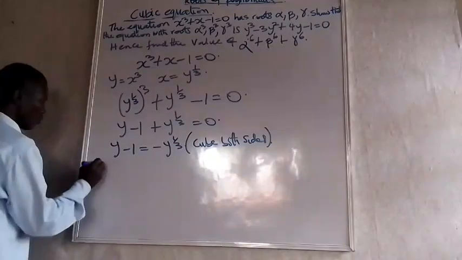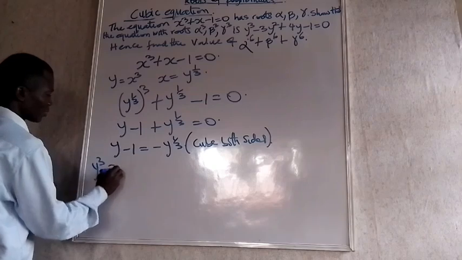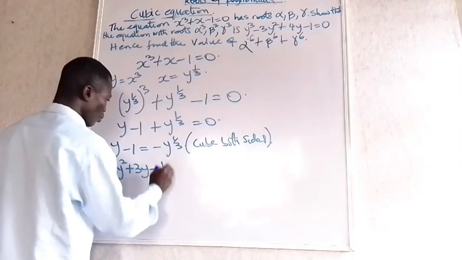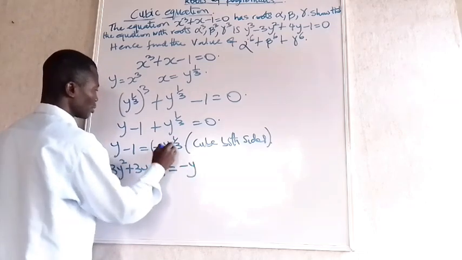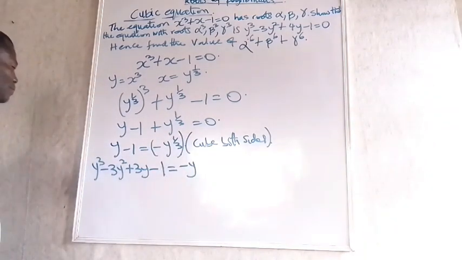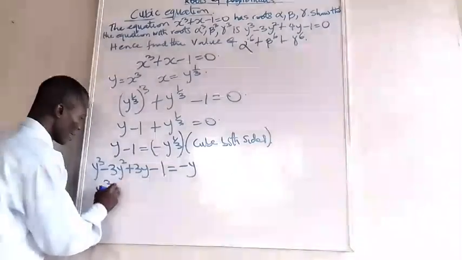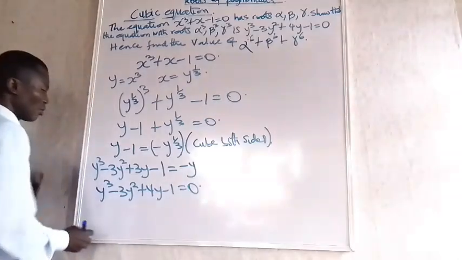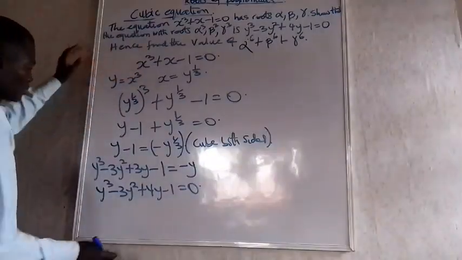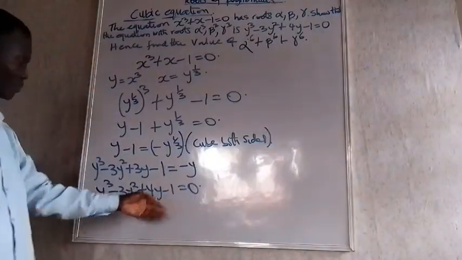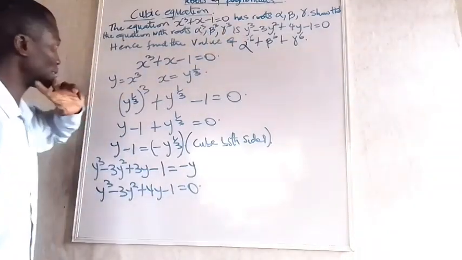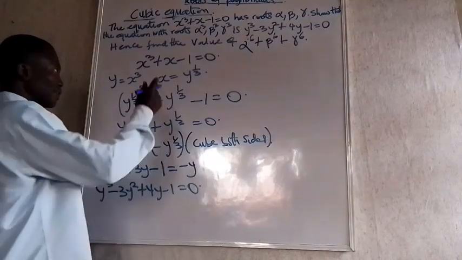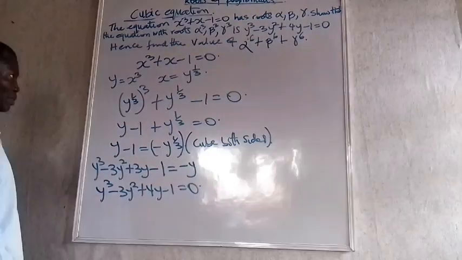So I'm going to have y cubed minus 3y squared plus 3y minus 1 is equal to minus y. You know, when you cube this, it's going to give you minus y. From here, I can now say y cubed minus 3y squared plus 4y minus 1 equals 0. So that is the equation with the roots, the cube of the initial roots. From this place, we are asked to find the value of alpha raised to the power 6 plus beta raised to the power 6 plus gamma raised to the power 6.